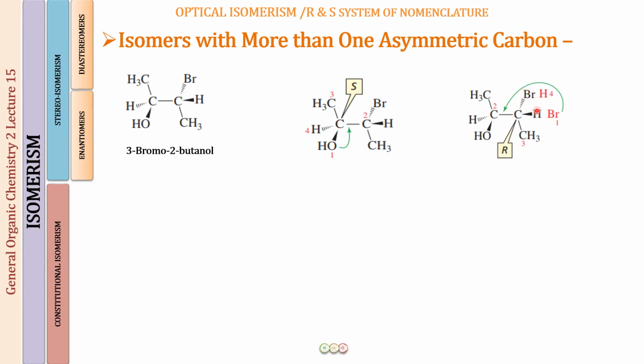The bromine comes in the position of hydrogen and hydrogen goes in the position of bromine. Then again, from 1 to 2, crossing over 4. So here again a word of caution, please do not move the arrow crossing over group number 3. It has to be always over group number 4.